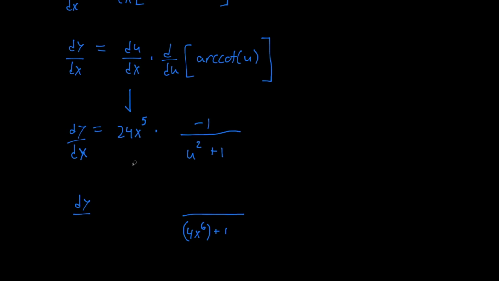So -1 times 24x to the fifth is going to be equal to -24x to the fifth. Nope, forgot my squared here. Okay, and 4 squared is 16. x to the sixth squared is x to the 12th, so we have 16x to the 12th.